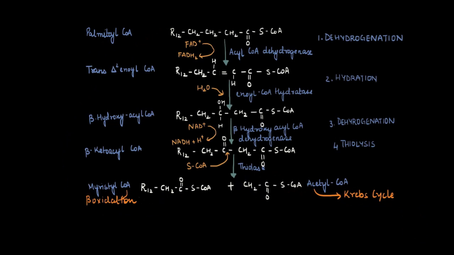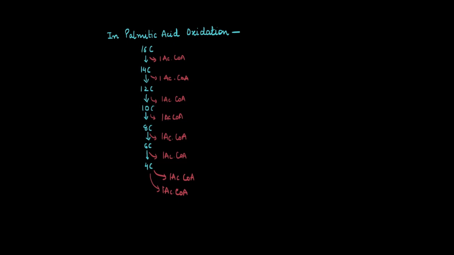This will again undergo beta oxidation, and acetyl coenzyme A can join the other intermediates in the Krebs cycle. Now we talked about palmitic acid oxidation, 16 carbon. So we had started with 16 carbon, then one acetyl coenzyme A came out, 2 carbons came out, then how many were left? 14. Beta oxidation happened again, one came out, 12, again, 10, 8, 6, 4, and from 4, how many? 2 acetyl coenzyme A were formed.